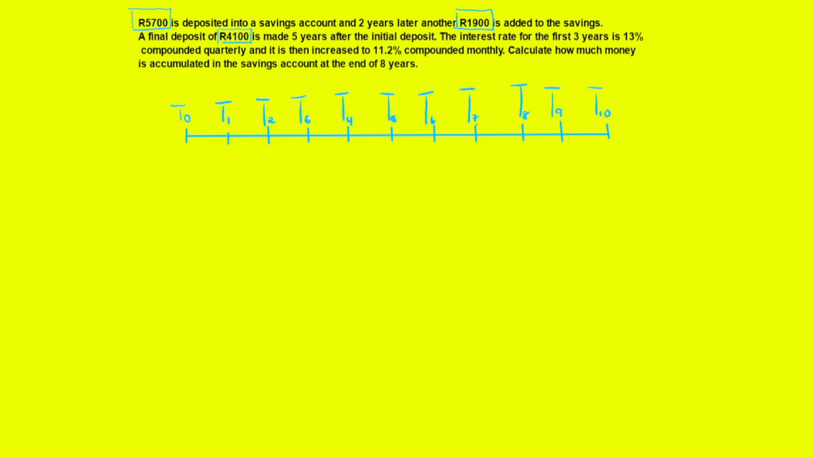Let's go ahead and add our components into the timeline. So at T0, which was the initial amount and the initial time, we added 5.7. And then 2 years later, we added 1.9. 5 years after the initial deposit, we added 4.1. Once that component is in the timeline, we focus on the interest rate component. For the first 3 years, we were dealing with 13%, and this 13% was compounded quarterly. Then we go ahead and add that to our timeline.